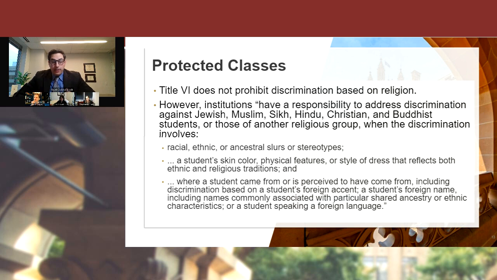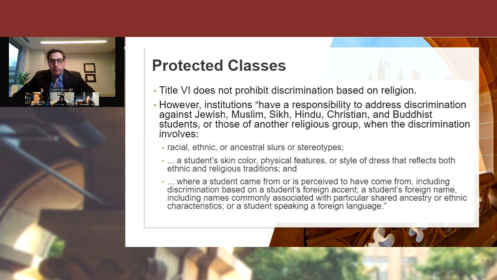But OCR, and interpreting courts, have made clear that institutions have a responsibility to address discrimination against Jewish, Muslim, Sikh, Hindu, Christian, and Buddhist students, or those of another religious group, when the discrimination involves racial, ethnic, or ancestral slurs or stereotypes, a student's skin color, physical features, or style of dress that reflects ethnic or religious traditions, or where a student came from or is perceived to have come from, right? Including things like a foreign accent, foreign name, or association with a foreign language.